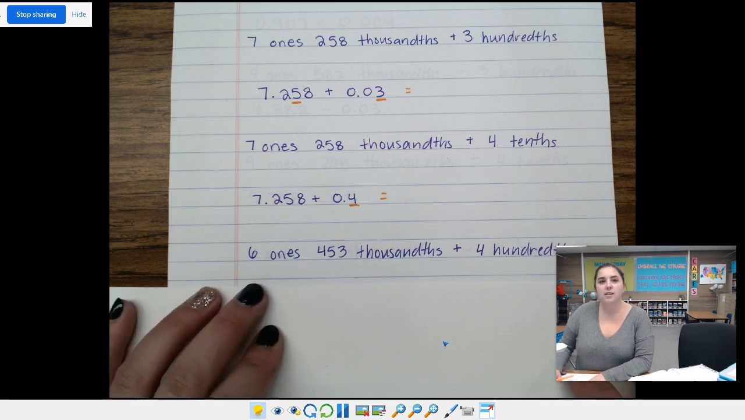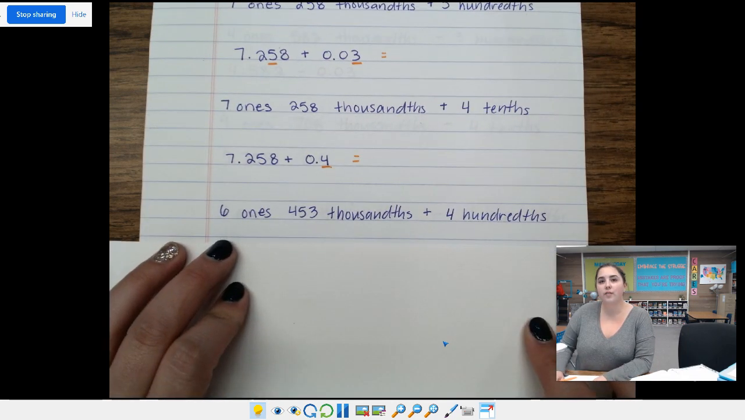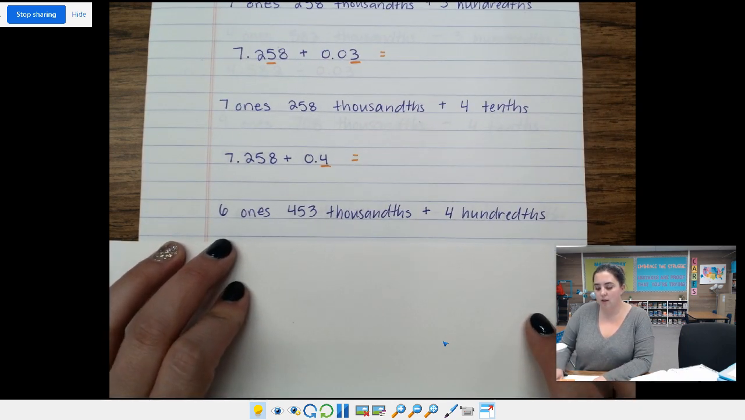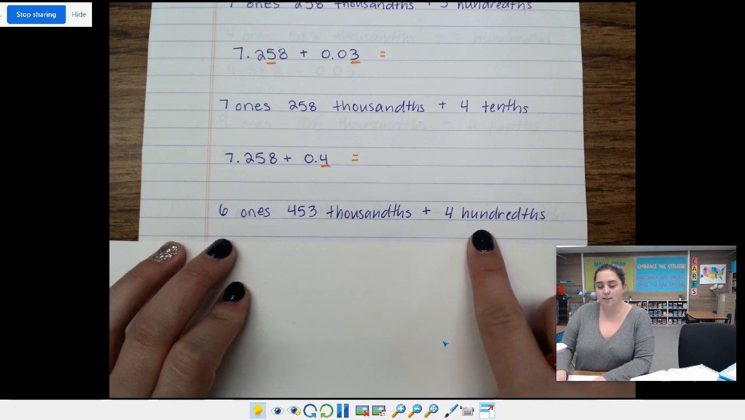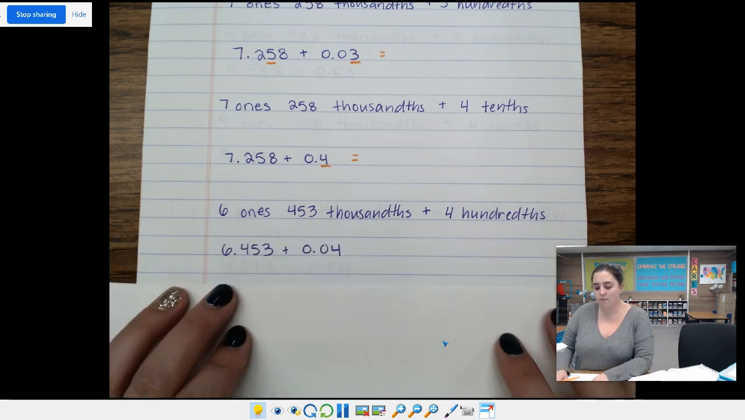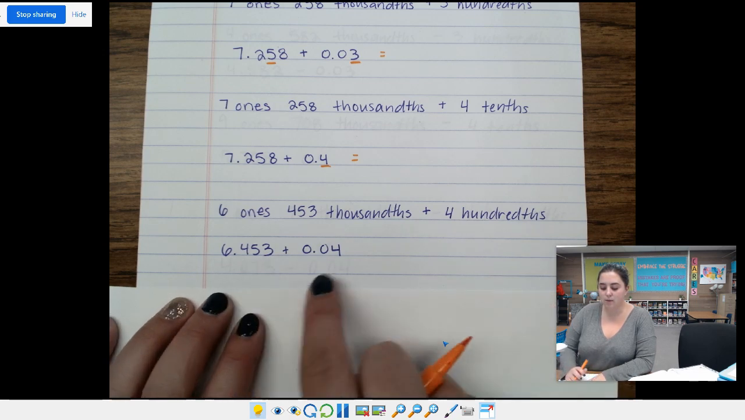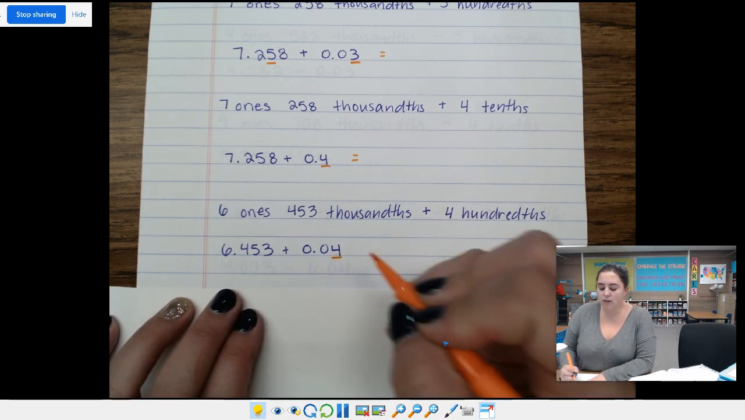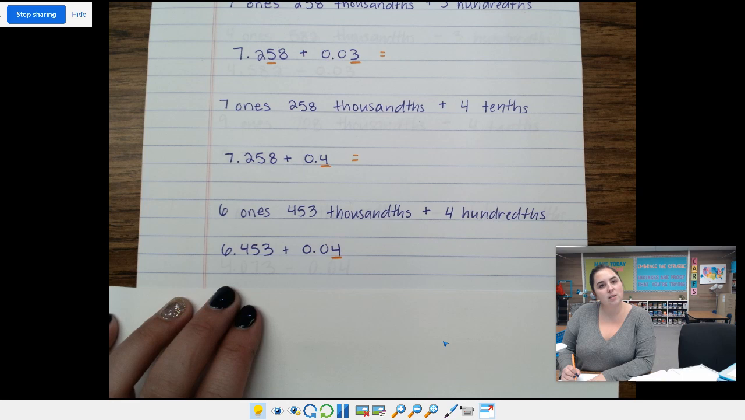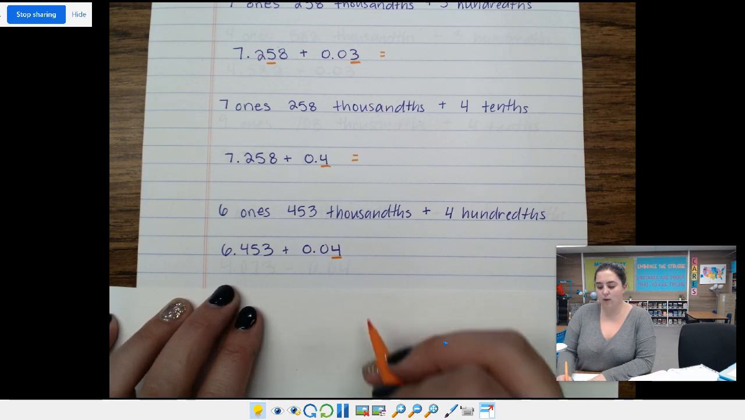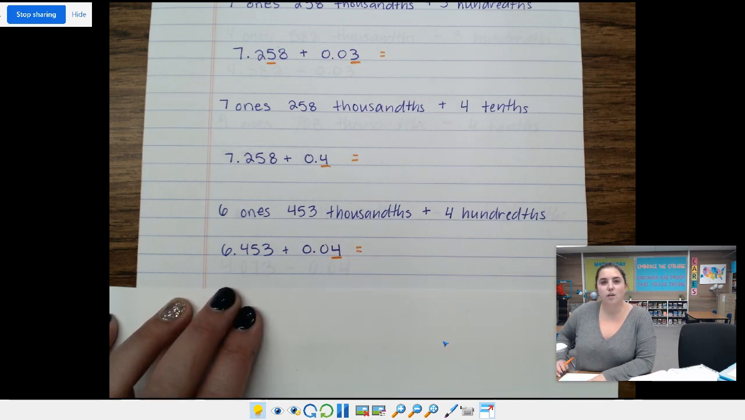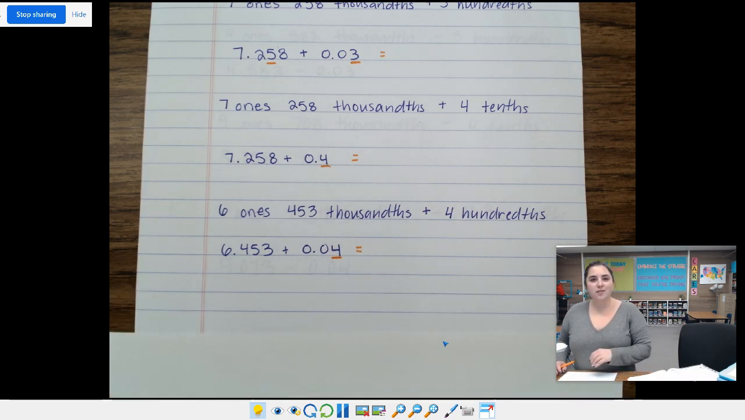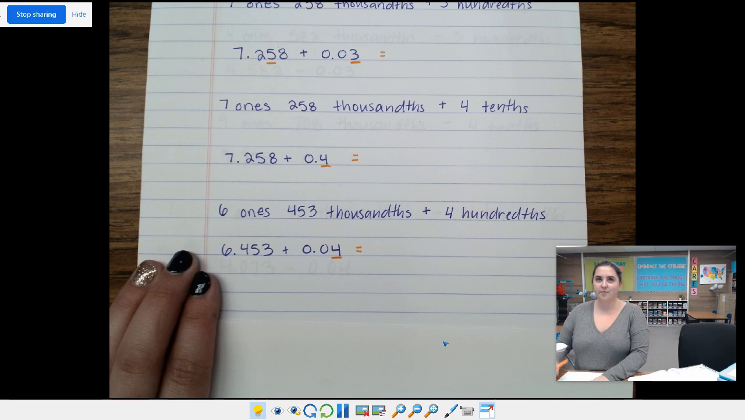Last one. 6 ones, 453 thousandths. And let's add 4 hundredths to that. Again, much easier to think of it with decimals. We're adding 4 hundredths. Which one's in my hundredths place? And how do I add 4? Solve on your whiteboard. If you need more time to solve, please pause the video before looking at the answers.